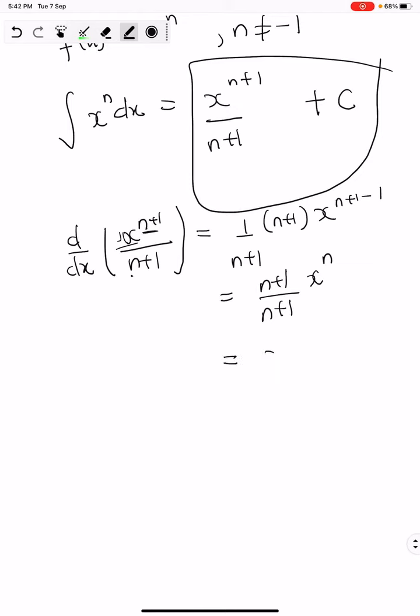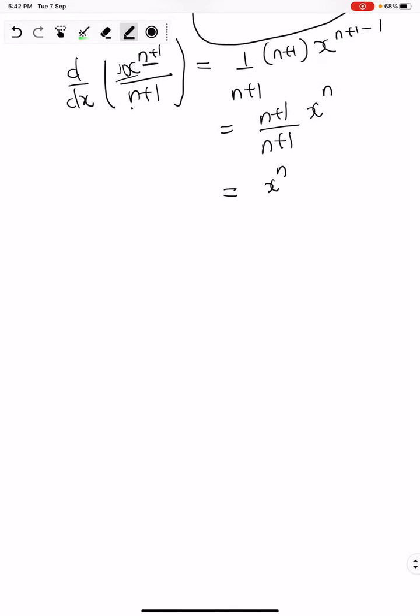And this is equal to x to the power n. So if I have a function given by x to the power n, then the integral of x to the power n dx is equal to 1 over n plus 1 times x to the power n plus 1. That is known as the power rule of integrals, as long as n is not equal to -1.